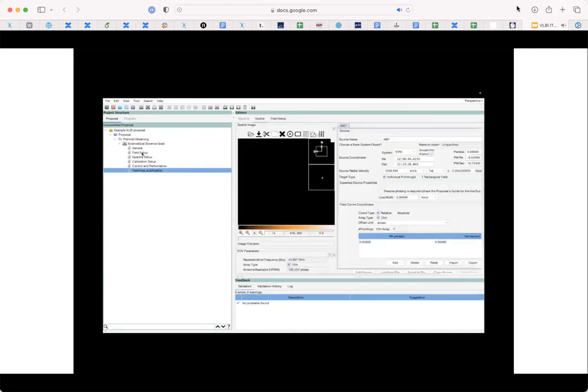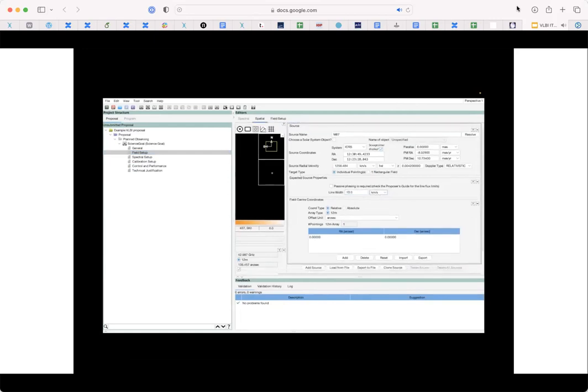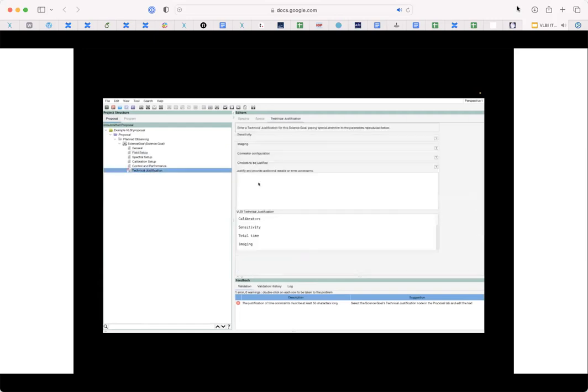Another thing that opens up is here in the field setup, where you now have to give the line width of your source. So for example, let's say this is 10 kilometers per second. This is all the information you have to give, and now it should be possible to validate again. Of course, I have to fill out the technical justification. Let's fill something here.